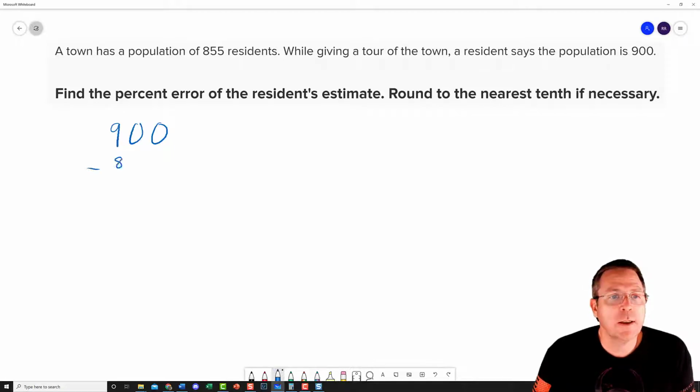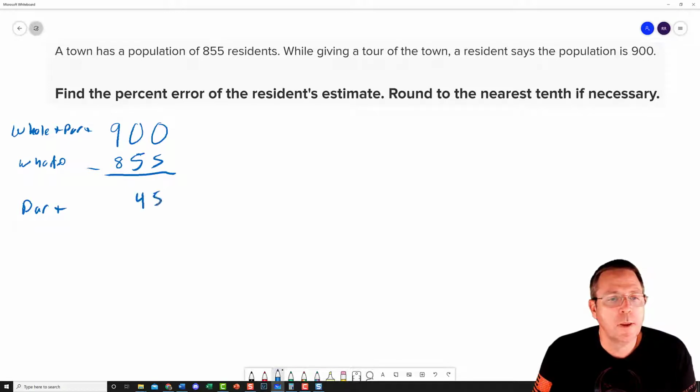So we're going to take 900, subtract 855. This will be the whole, this will be the whole plus the part, and the solution down here, that's going to be the part, which of course is going to be 45. So the part is 45.